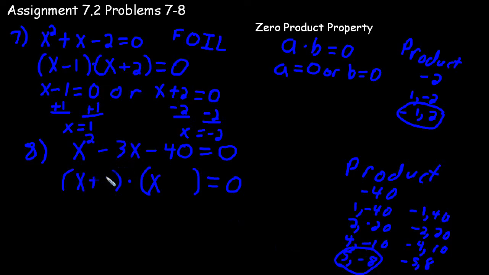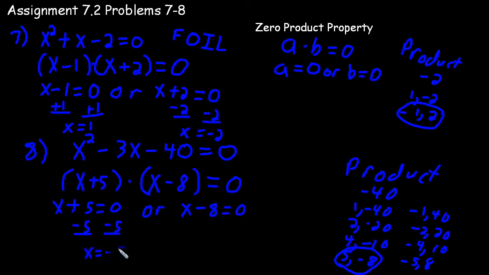So now we've taken this trinomial and factored it into the product of two binomials. Using the zero product property, we can set each factor equal to 0. So again, we're taking a quadratic equation and breaking it into two linear equations. Here I subtract 5 from each side. I have one solution, x equals negative 5. Here I add 8 to each side. And we have x equals 8.